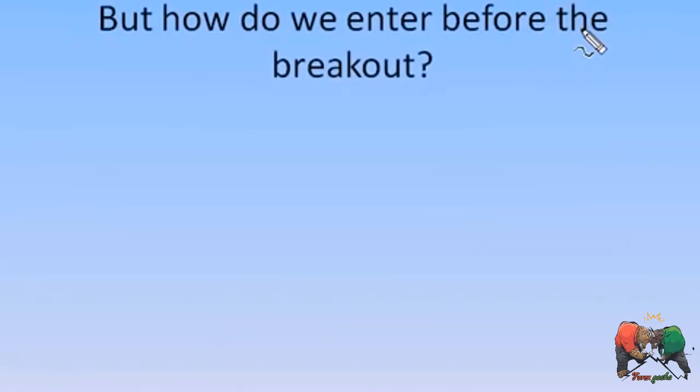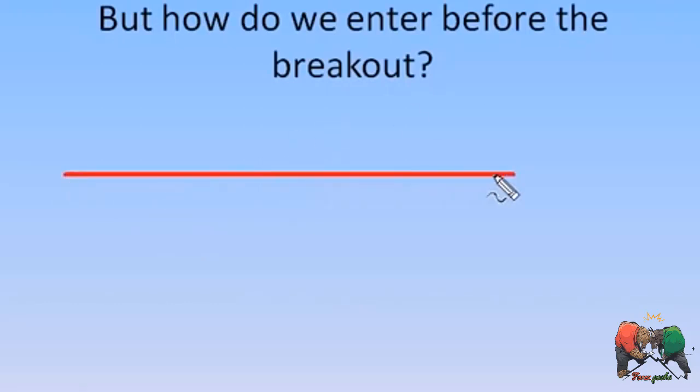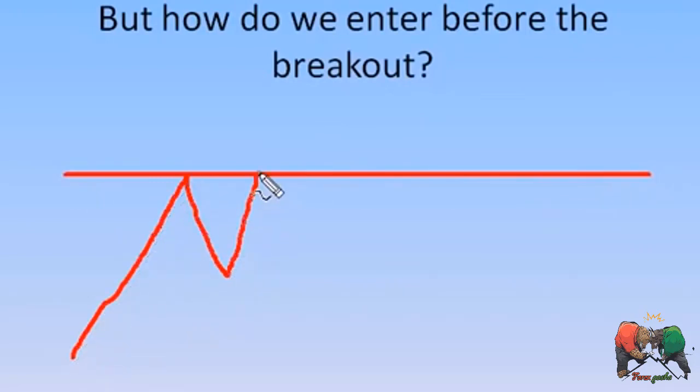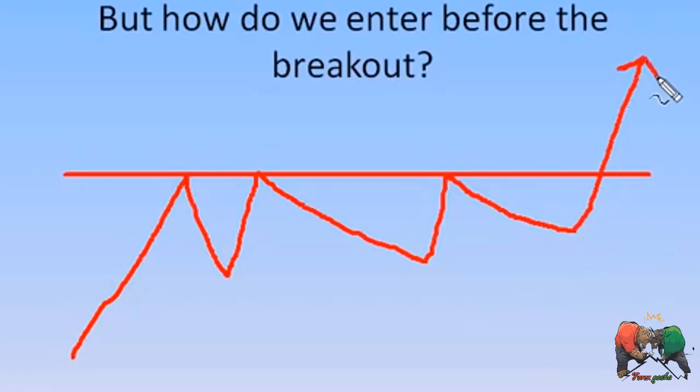But how do we enter before the breakout? It all comes down to price action analysis and being able to determine probable future price action from changes in momentum and volatility. This comes with experience, but let's look at a simple example. Once again, resistance. Price coming up to the area of resistance. Before a breakout long.